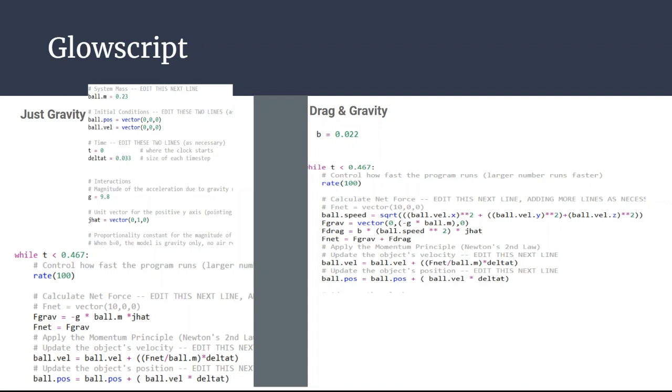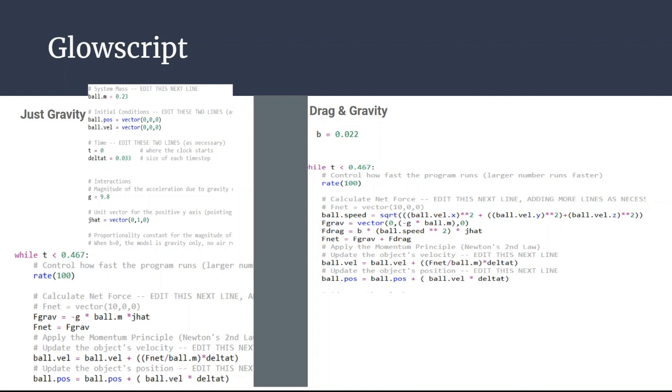For the simulation that is just gravity, the force of gravity equals negative g times ball.m times j hat, and F net equals F grav. Then, to find the velocity, you do ball.velocity plus F net over ball.m times delta t. That's just the basic principles that I went over earlier. The ball position equals ball.position plus ball.velocity times delta t.